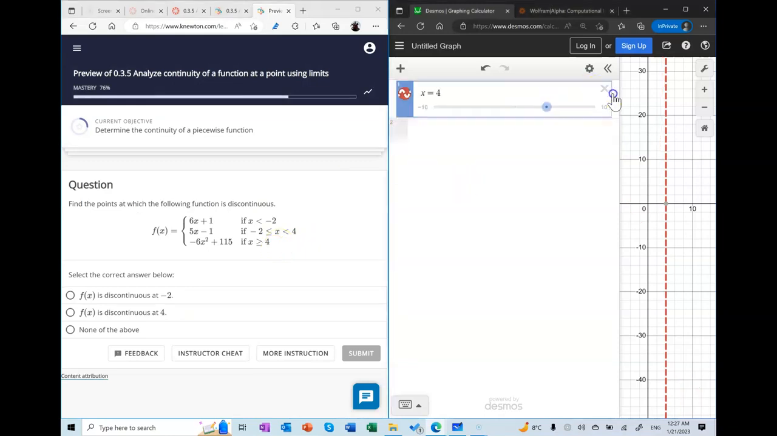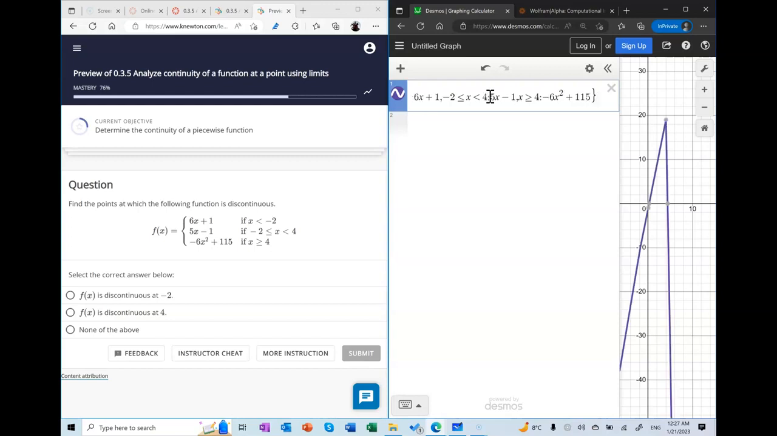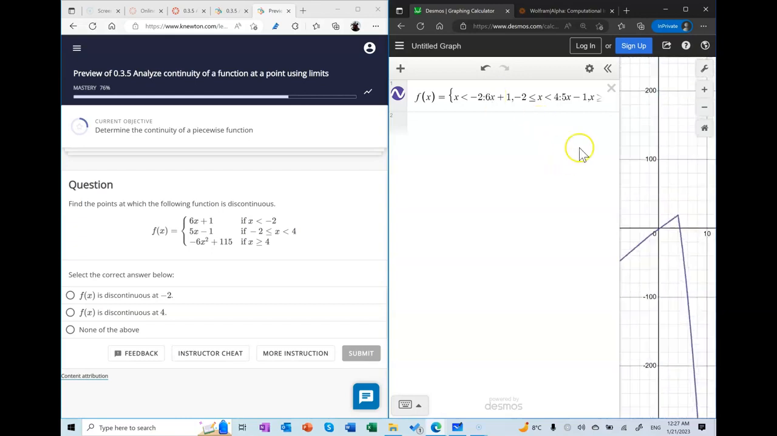This is just basically to practice the piecewise defined function in Desmos. So for x being less than negative 2, we have 6x plus 1. For x being between negative 2 and 4, we have 5x minus 1. And for x being greater than or equal to 4, we have negative 6x squared plus 115. And it looks like it's a continuous function.